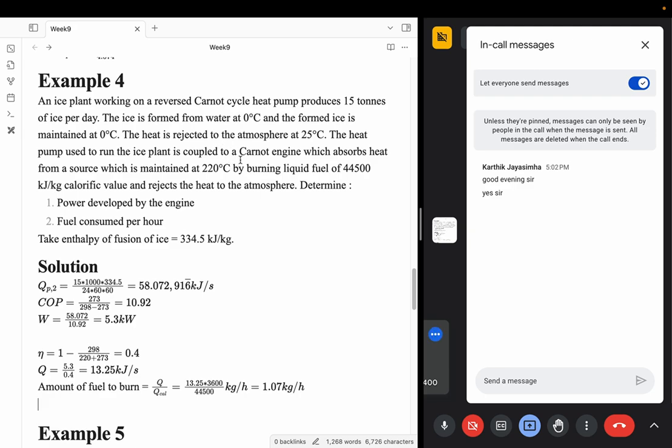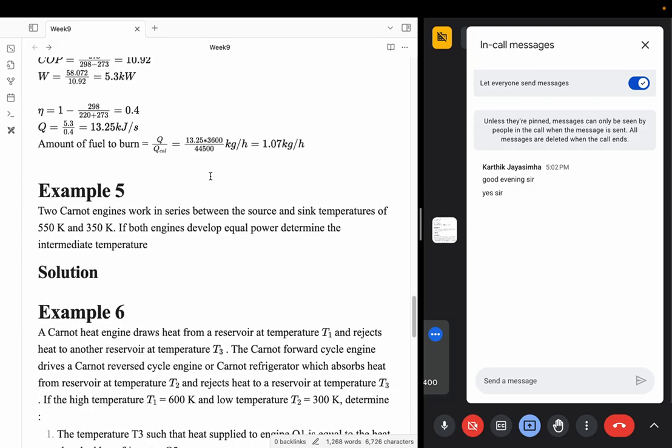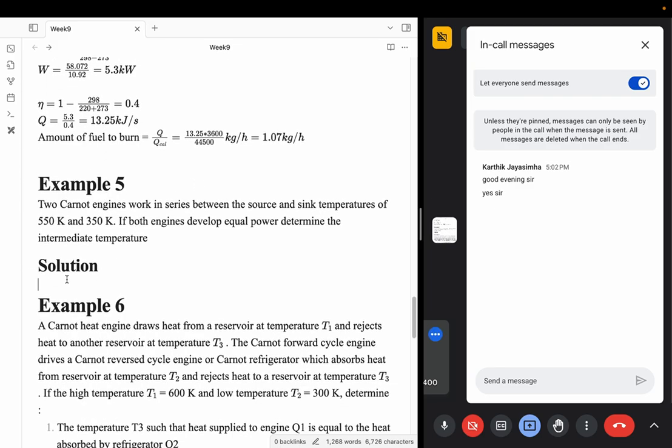The efficiency of the Carnot engine operating between 220 Celsius and rejecting heat to the ambient, so between 220 and 25. So efficiency is 1 minus your sink temperature by source temperature, right? Okay. And we move on to the next problem.